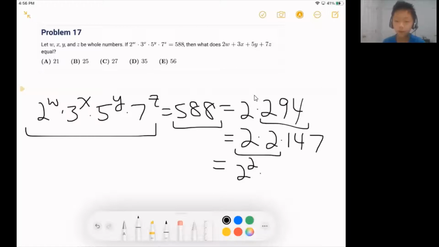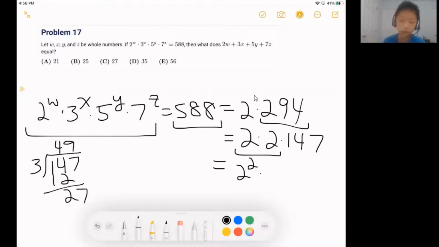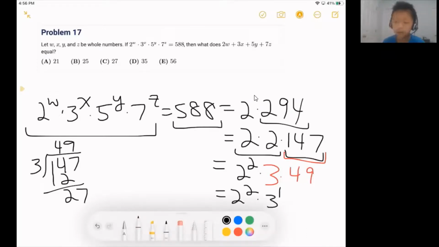Now we notice 147 is not even anymore, so that means you can't write it as 2 times something. But it turns out it is divisible by 3. If you did 147 divided by 3, you would get 49. So I can write 147 as 3 times 49. And 49 you can write as 7 squared, right? 49 is a perfect square. It's equal to 7 squared. So I can write this as 2 squared times 3 to the power of 1, I just write a 1 there, times 7 to the power of 2.